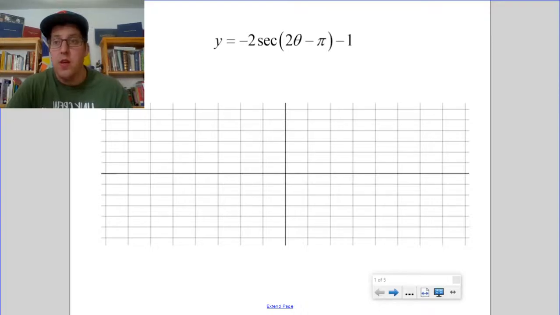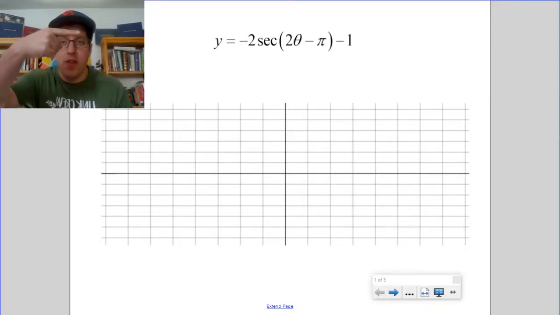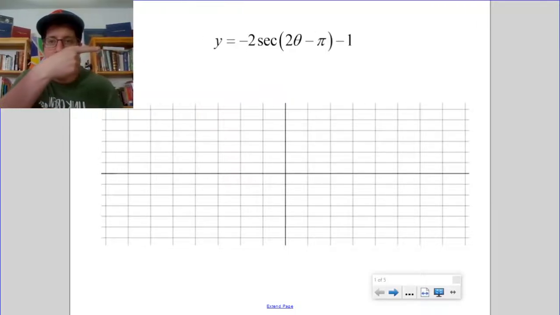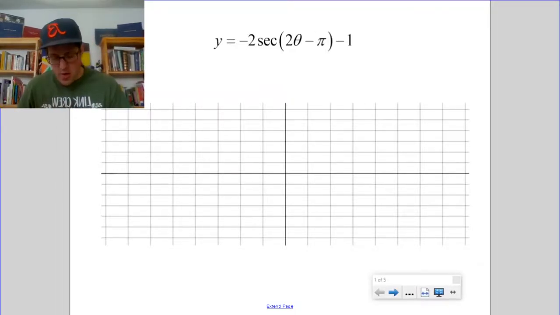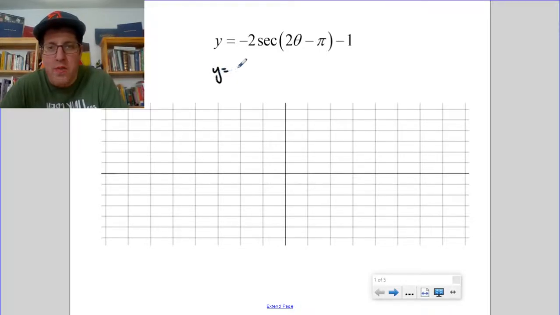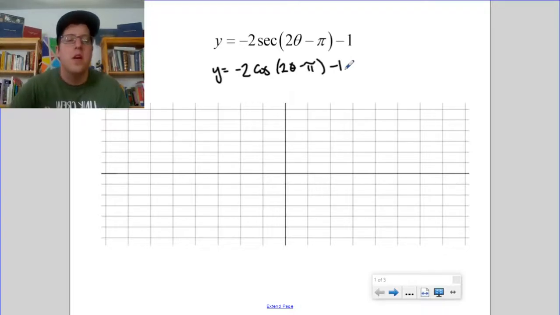Alright, say you want to graph a reciprocal trig function like this one. You're going to start by graphing its reciprocal. So for example, for this one, you'd want to graph y equals -2 times the cosine of 2 theta minus pi, minus 1. Eventually you get to a place where you're good enough at this that you don't need to do that, but it's a really good thing for you to do for now.